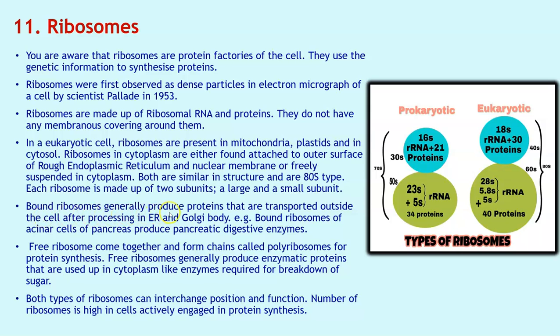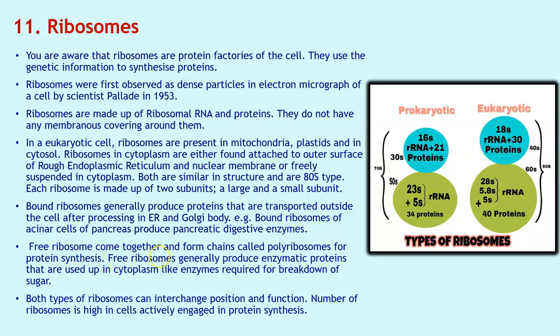Bound ribosomes generally produce proteins that are transported outside the cell after processing in the endoplasmic reticulum and the Golgi complex. Example, bound ribosomes of acinar cells of the pancreas produce pancreatic digestive enzymes. So, bound ribosomes generally produce proteins that are transported outside the cell.